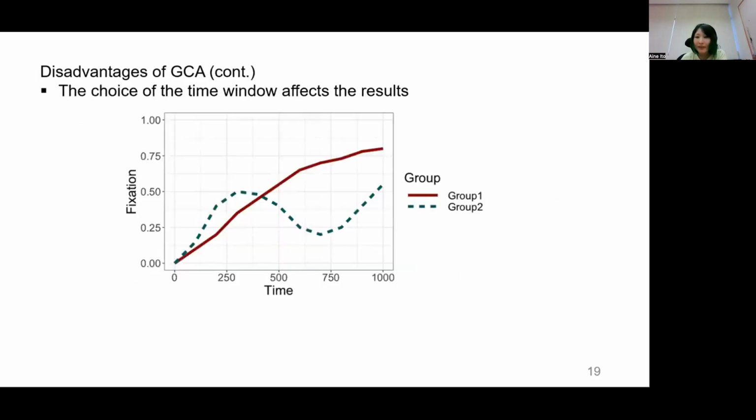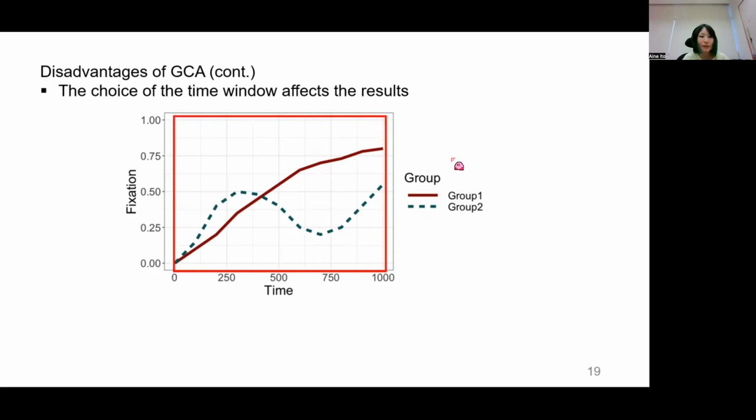Okay, and the final thing you need to be careful about when running growth curve analysis is that the choice of time window sometimes significantly affects the results. Let's say you have data like this, right? You have time and fixation, and different fixation changes for group 1 and group 2. And let's say you want to take the entire window for the analysis, right?